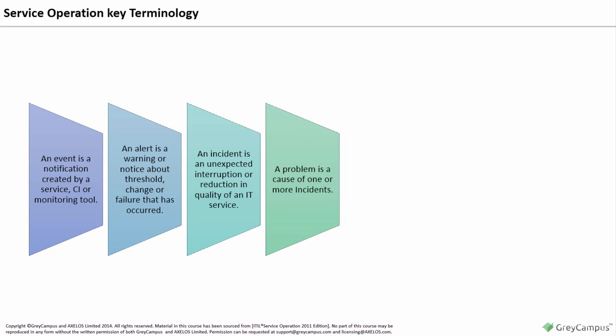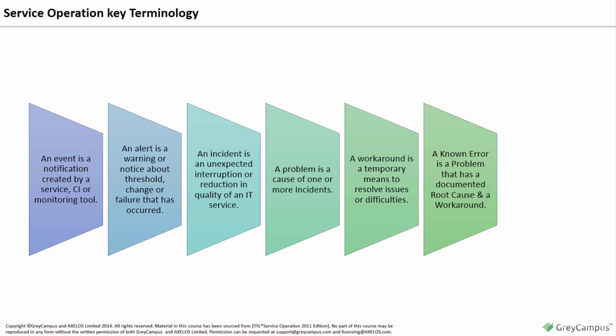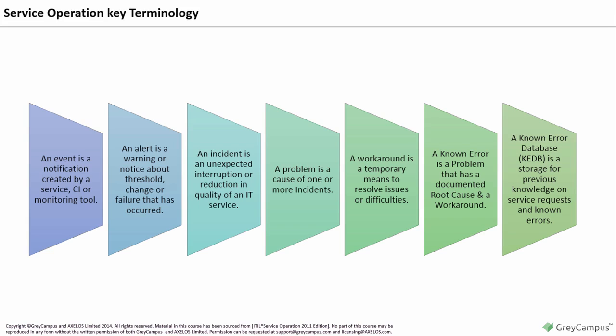A problem is a cause of one or more incidents. A workaround is a temporary means to resolve issues or difficulties. A known error is a problem that has a documented root cause and a workaround. A known error database, KEDB, is a storage for previous knowledge on requests and known errors.